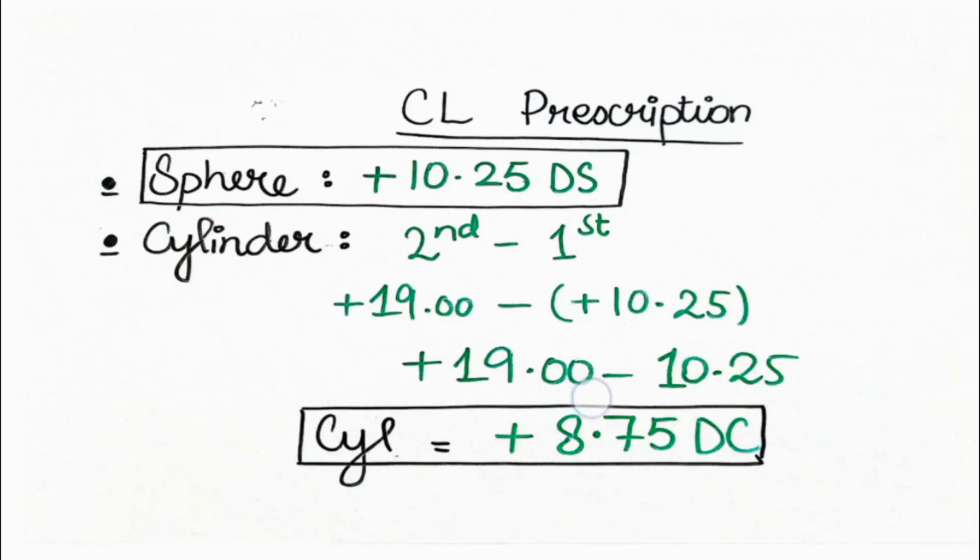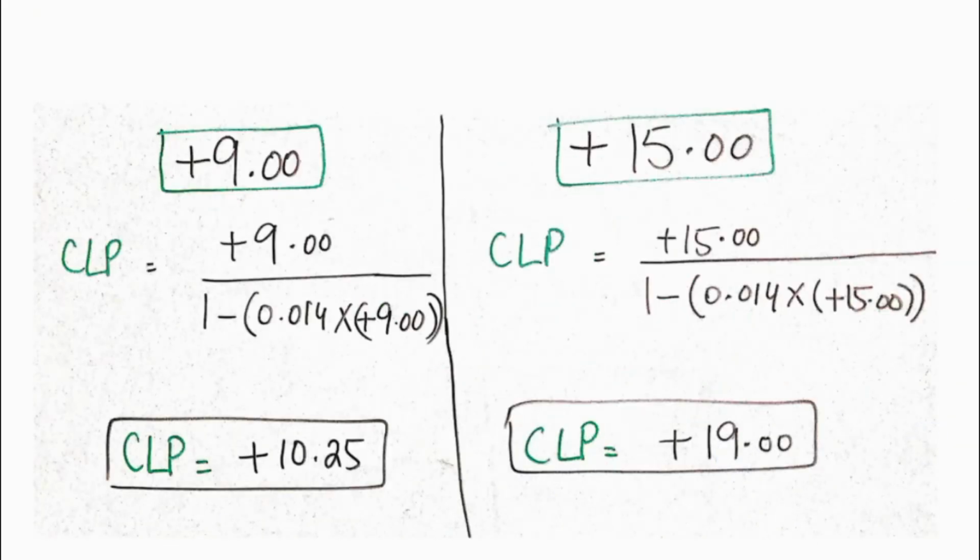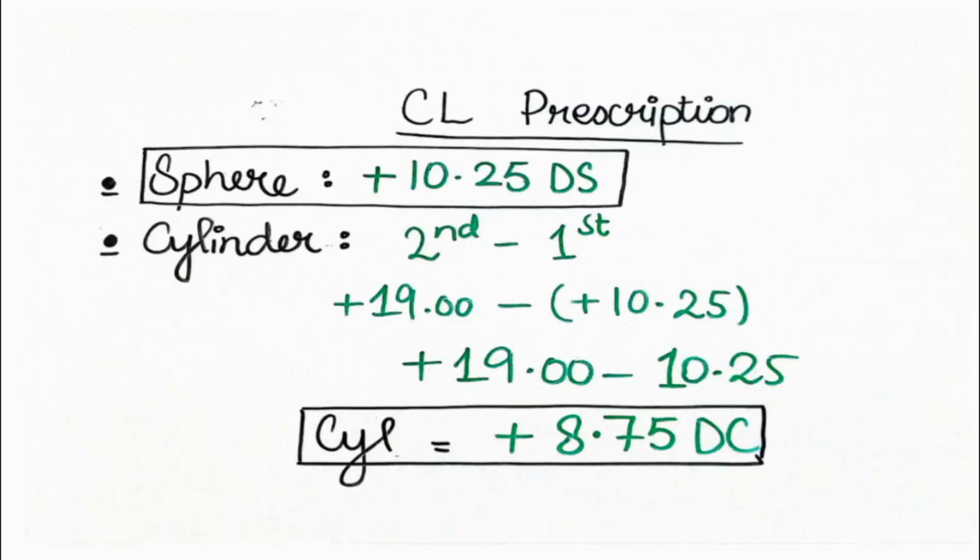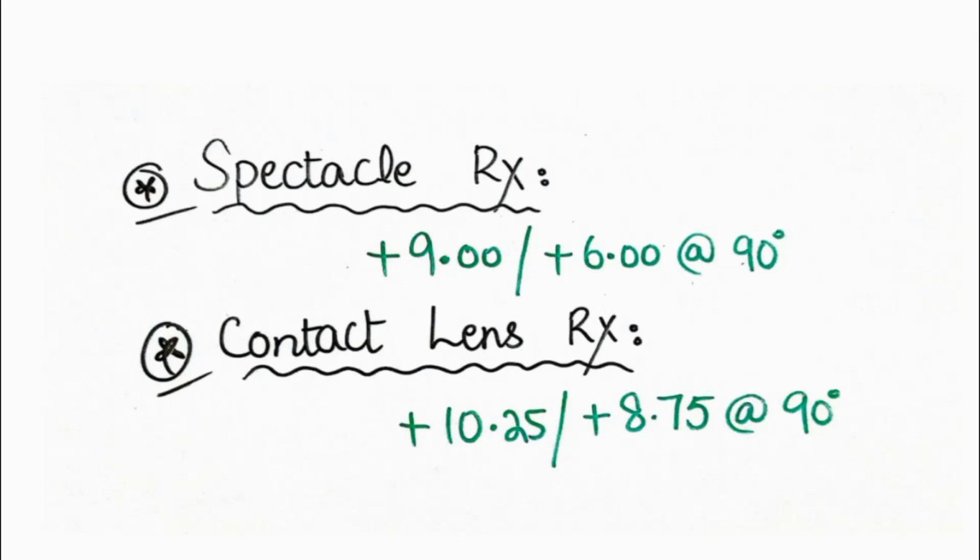For the cylinder you have to subtract, this is the second value, this is the first value. So you are going to subtract the second value from the first value, the same thing which you do in the retinoscopy readings for finding the cylinder. So here you are going to do the same thing. You will subtract the +19 from the +10.25 and you will obtain the cylindrical value of -8.75. So here the spectacle prescription was +9, you converted it and obtained +10.25 sphere, and for the cylindrical value you subtract the second value, which was +19, from the first value.